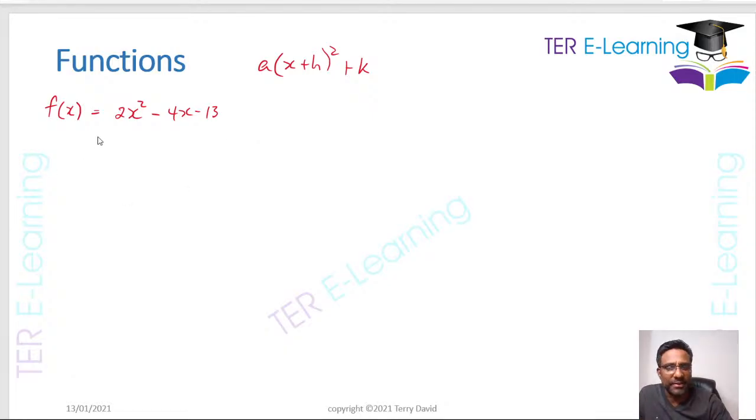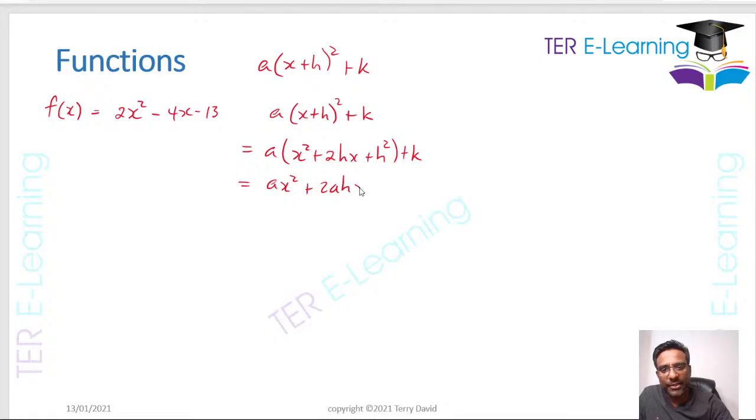Let me show you one method that you can use as well. You can use a method called expanding or equating coefficients, right? So we can expand this expression here by doing this. X plus h squared is actually x squared plus 2hx plus h squared, plus k. So this is ax squared plus 2ahx plus ah squared plus k, right? So this is just one method you could use. Some students might use a different method.